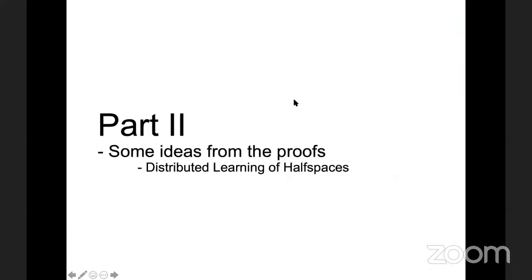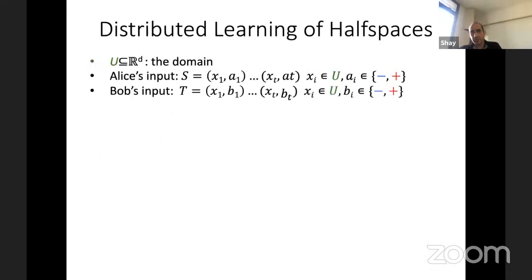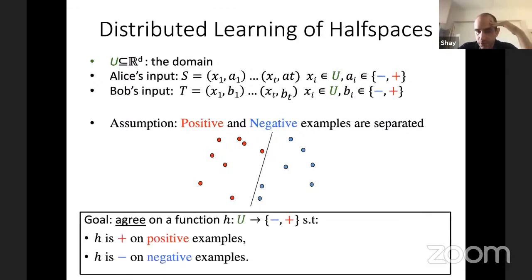So let us now see some ideas, at least the algorithm for distributed learning of halfspaces. Let me remind you what the problem is. Again, we have the same setup as before. Alice gets labeled examples, Bob gets labeled examples, and we assume that the positive and negative examples are separated by some hyperplane, and their goal is to agree on a function which is consistent with the input. And the function should be defined over the entire domain.